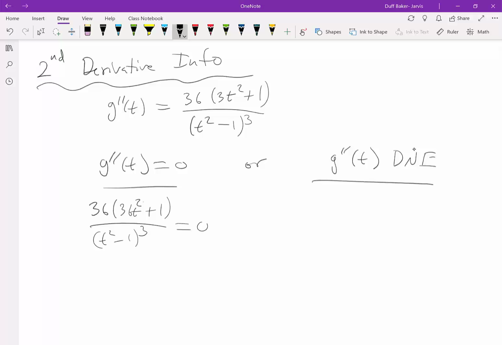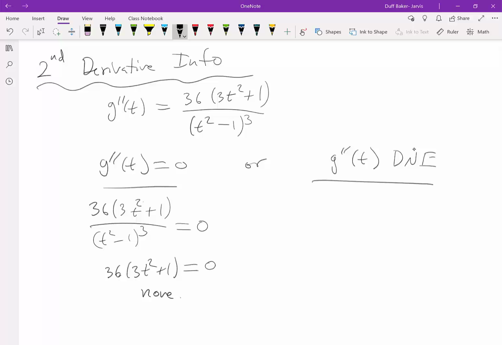Cubed, which will be exactly when the numerator was 0. No, I copied something wrong already. This should just be a 3. 3t squared plus 1, and that has no solutions. Okay.